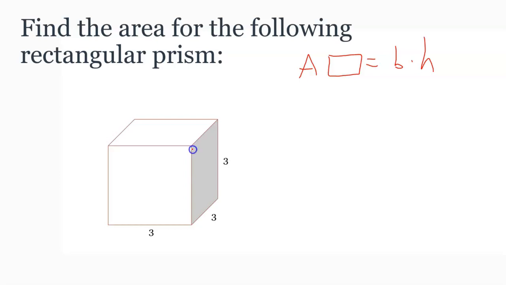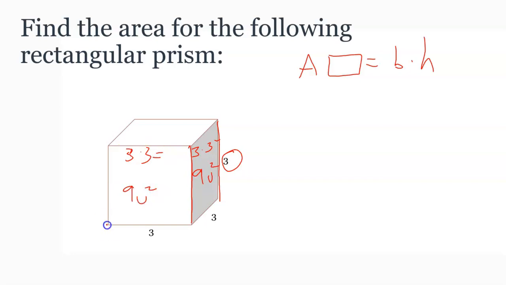Now, if we look at the side, we've got measurements of 3 base, 3 height. So on the right side, 3 times 3 equals 9 units squared. What about the front one? Do we know the height? Even though it's not listed, it's right here. So if this side is 3, this side must also be 3. So for the front, we have 3 times 3, which is 9 units squared.